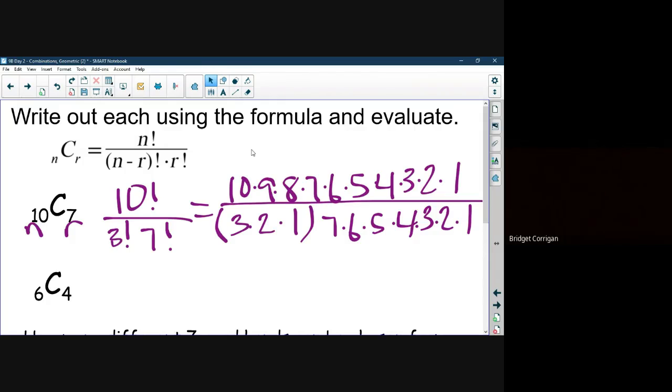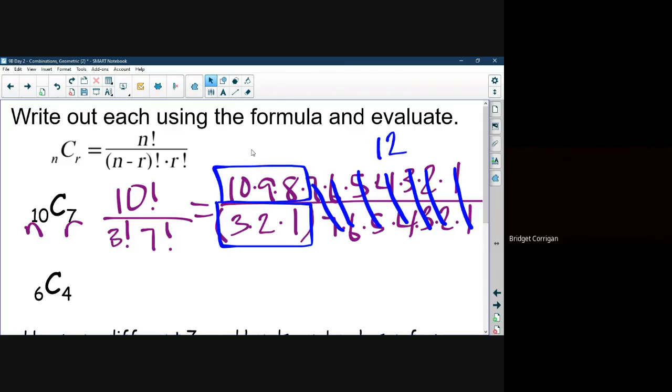And then if you notice, these 7s on down are all going to cancel out. Okay, so what we're left with is 10 times 9 times 8 divided by 3 times 2 times 1. So when we evaluate that, we get 120. Okay, so go ahead and pause the video and see if you can follow that same pattern and evaluate 6C4.